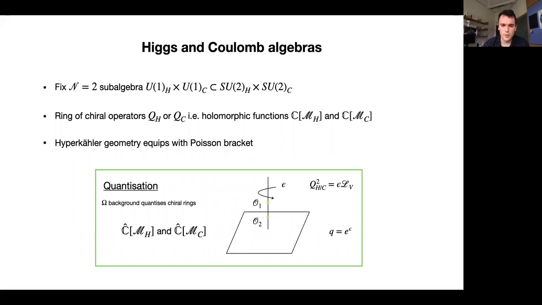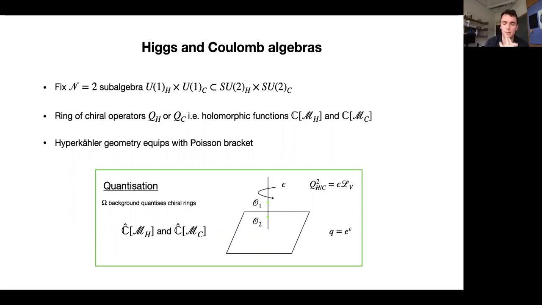Now, in this talk, we're going to put our theories on a flat space-time with a boundary condition in the plane, and we're going to place the theory in an omega background. So there's a number of different ways of realizing this omega background, but however you do it, it deforms the supercharges Q_H and Q_C such that they square to the action of rotations in the plane, so that we're working equivariantly with respect to rotations in a fixed axis.